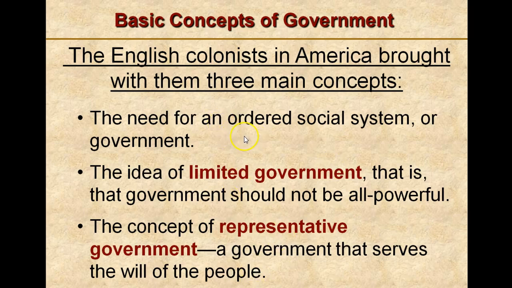So, going back through the basic concepts of government for the American colonists, there are 3 things that you want to have down, and you may want to underline these: the ordered system, the social system of government, then of course limited government, the idea of limited government, and that representative government.